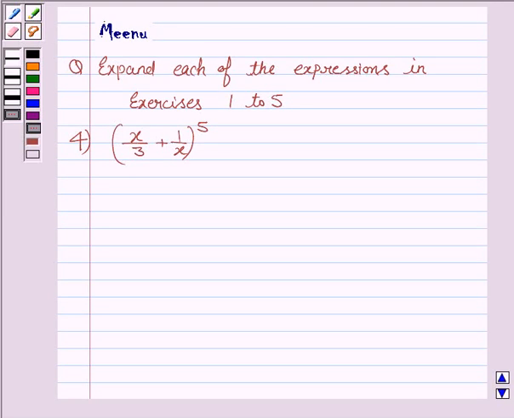Let us discuss the following question. It says expand each of the expressions in exercises 1 to 5, and we'll be solving the fourth exercise.